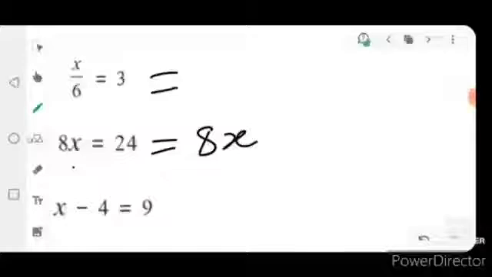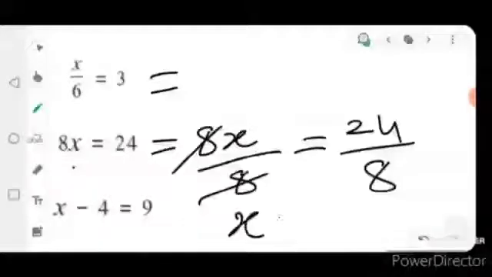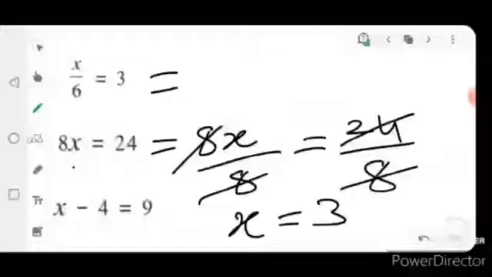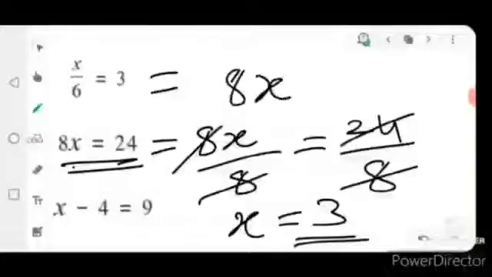8x divided by 8 is equal to 24 divided by 8. So 8 and 8 cancel, here x is equal to, read the table of 8 up to 24, 8 threes are 24, so x is equal to 3. So the value of x is 3. The solution of this particular equation is 3. Here we only have to write the operation. Which operation will we do? We will do division over here, because in 8x, multiplication is given.